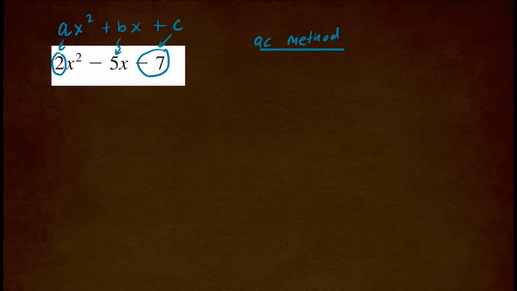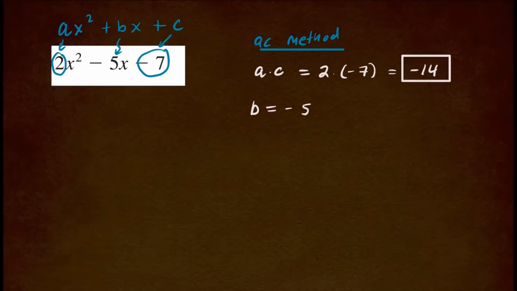So for the AC method, you're going to do A times C, and you get a number. In this case, that's 2 times negative 7, that's negative 14. And then your B term is negative 5. So you try to rewrite this number right here with 2 numbers. When you multiply them, you get negative 14, but when you add them, you get this number right here, negative 5. So let's find all the product factors of 14 first. I know 1 times 14 is 14, and then 2 times 7. 3 doesn't go into 14. I think that's pretty much it.